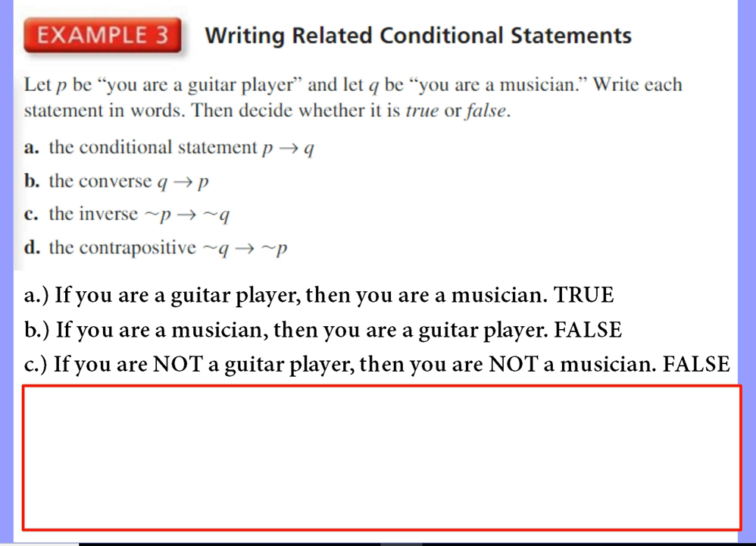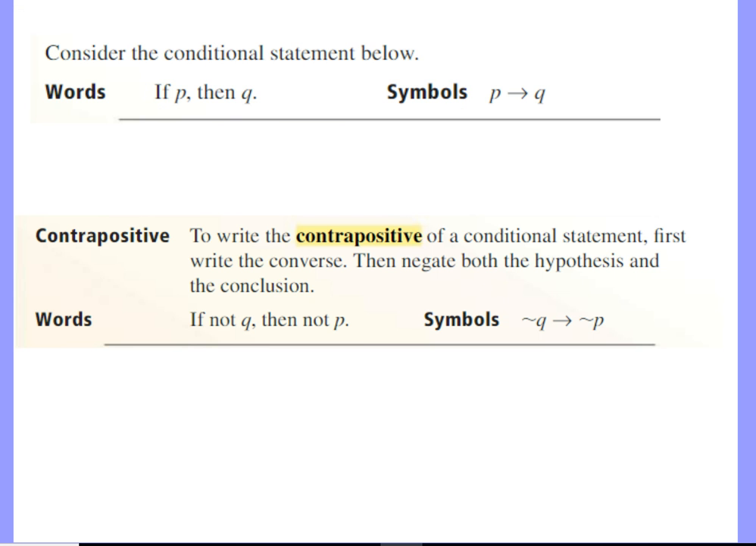The last type of conditional statement is called the contrapositive. The contrapositive is both the switch and the negation. So it's if not Q, then not P. Not Q implies not P. We switch the conclusion and the hypothesis and negate both of them.